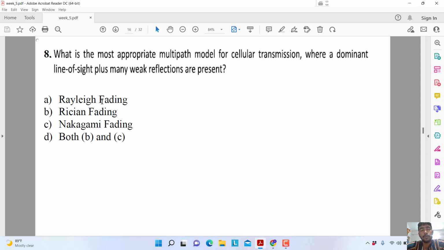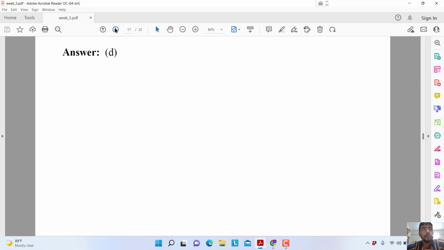Okay, now we'll see the explanation of this question. As I let you know, Rayleigh fading consists of mostly the non-line-of-sight component. Here they are asking about the dominant line of sight plus many weak reflections. So Rician is the right one. Similarly, Nakagami also follows this nature. So B and C are the correct options. Option D is the right one. The answer is the D part.